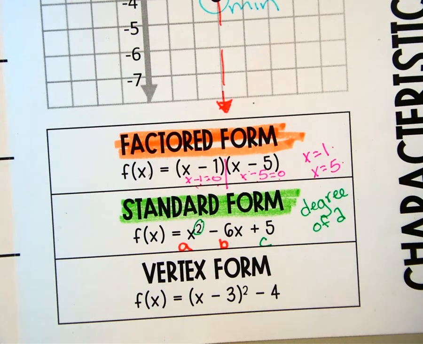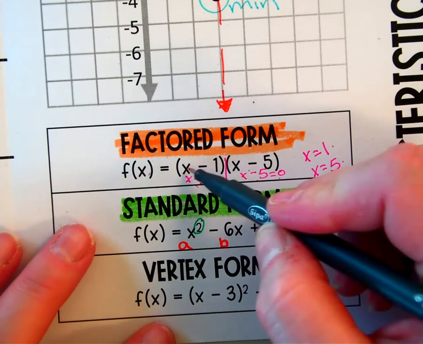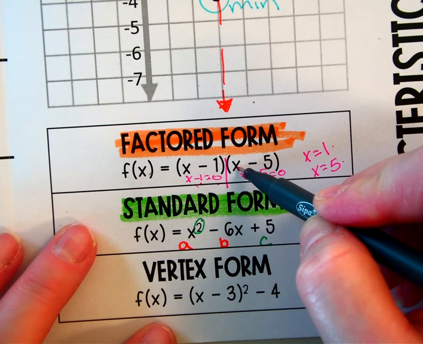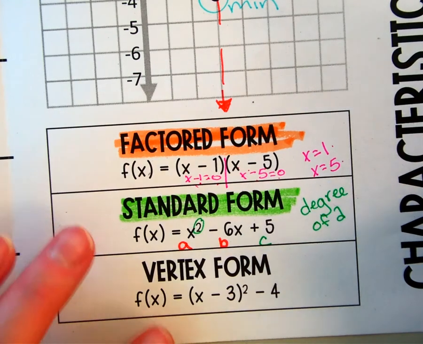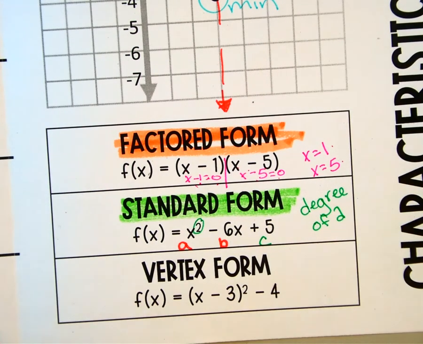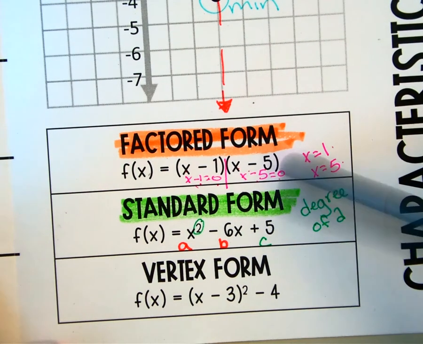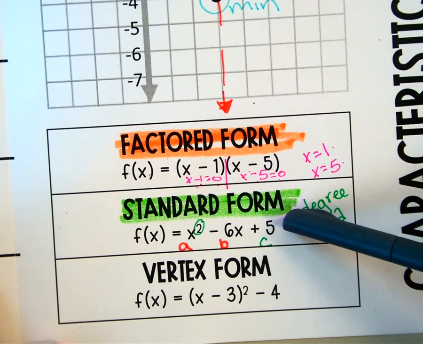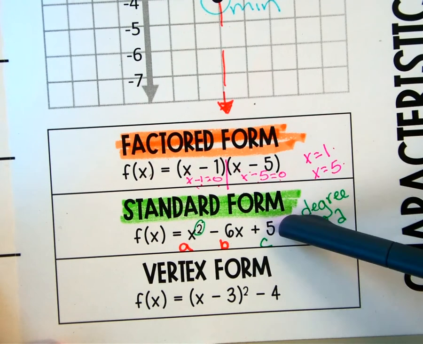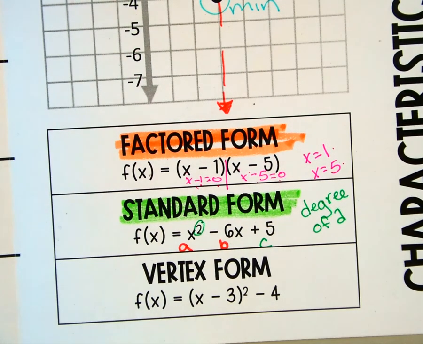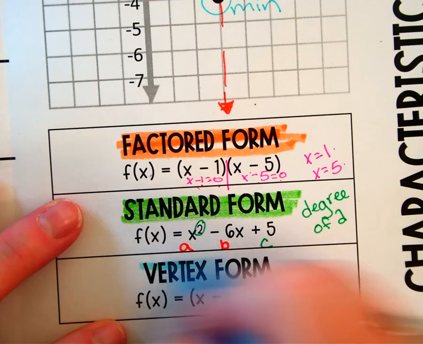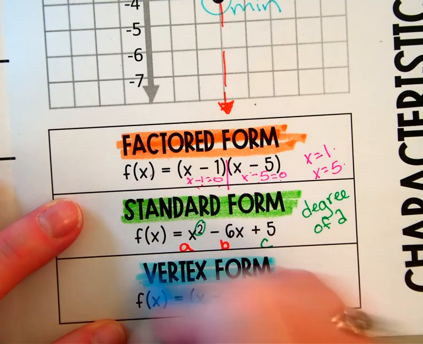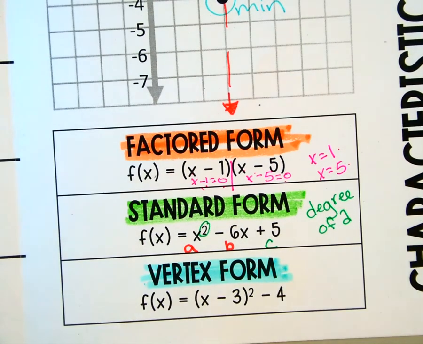Now, this is still a degree of 2 because you would have to multiply x times x, which would make it x squared. So it is still a degree of 2. It's just a different way of being able to write that degree of 2. And these are the same quadratics. Again, just different ways of writing them. And then our third way to be able to write a quadratic is our vertex form.